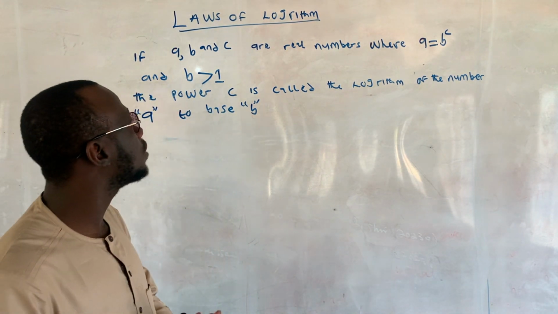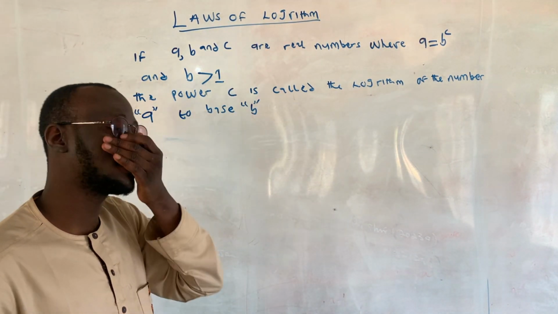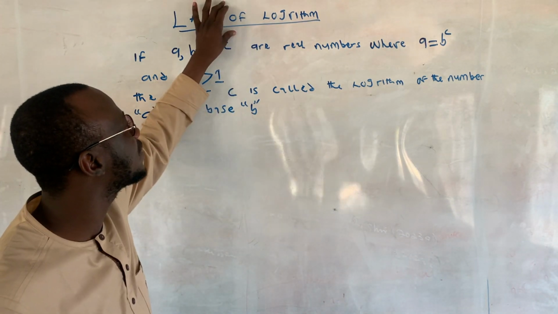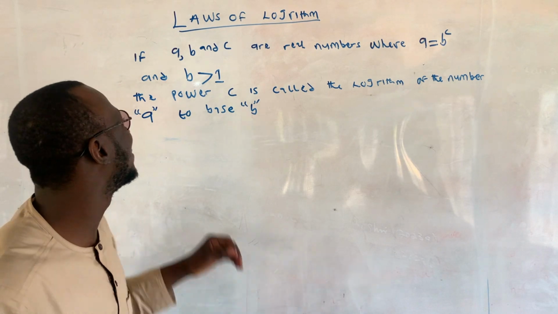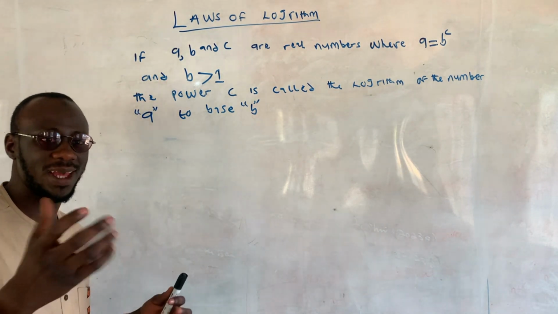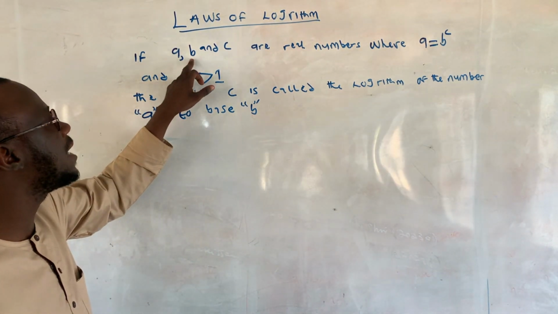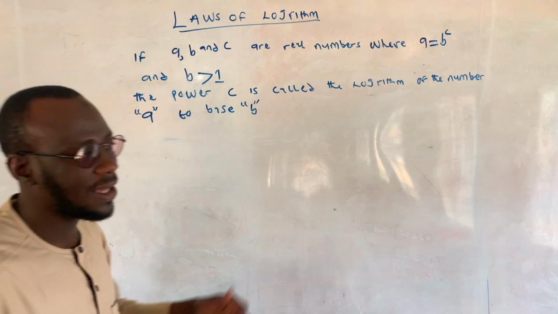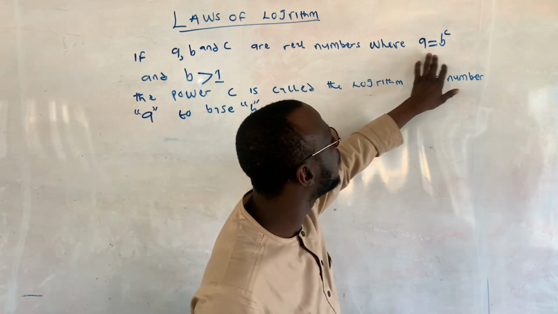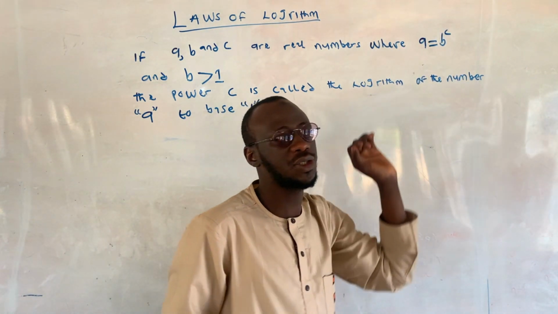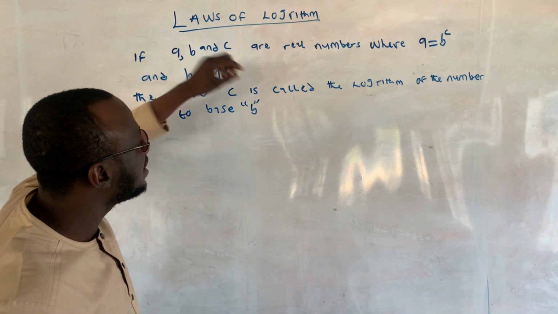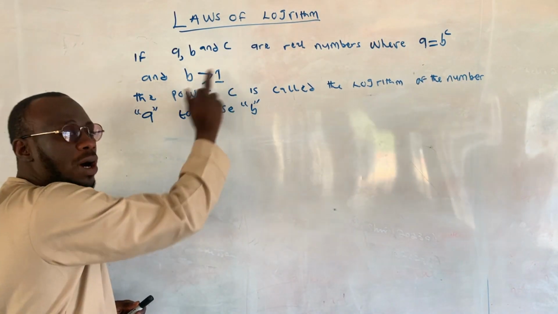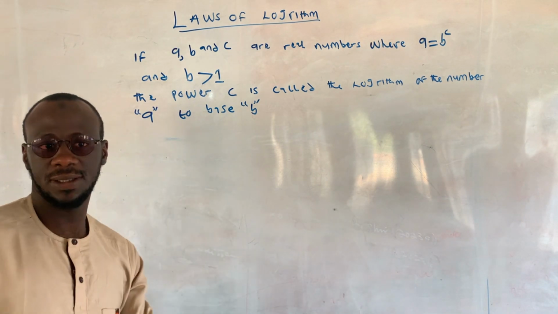So we are going to discuss the laws of indices and the laws of logarithm. If A, B, and C are real numbers, provided that in this equation A is equal to B to the power of C, and the B here is greater than 1, not less than 1.